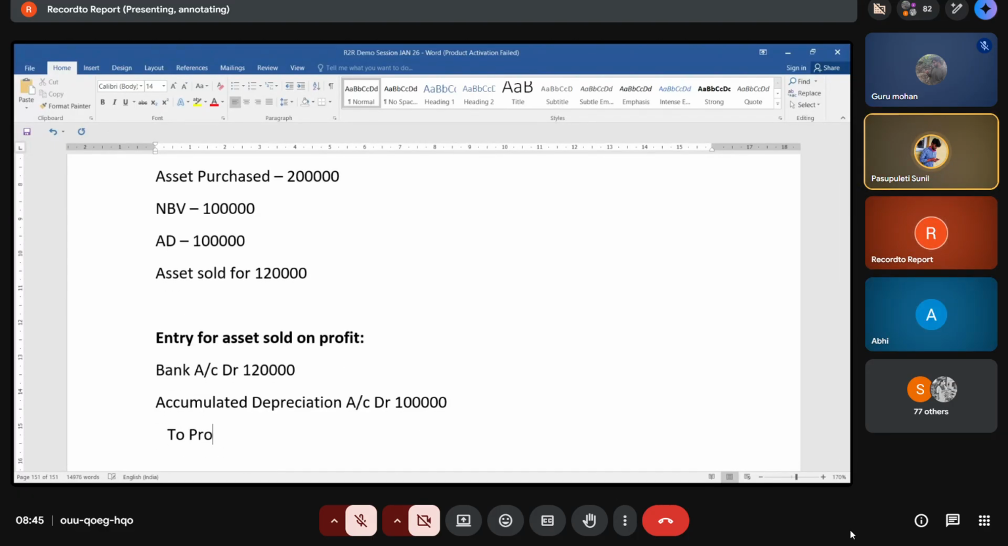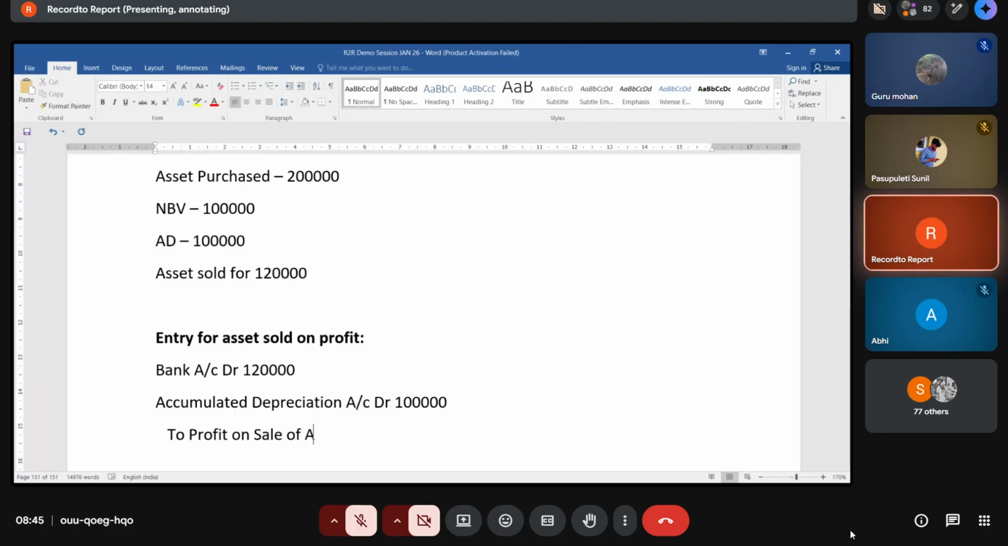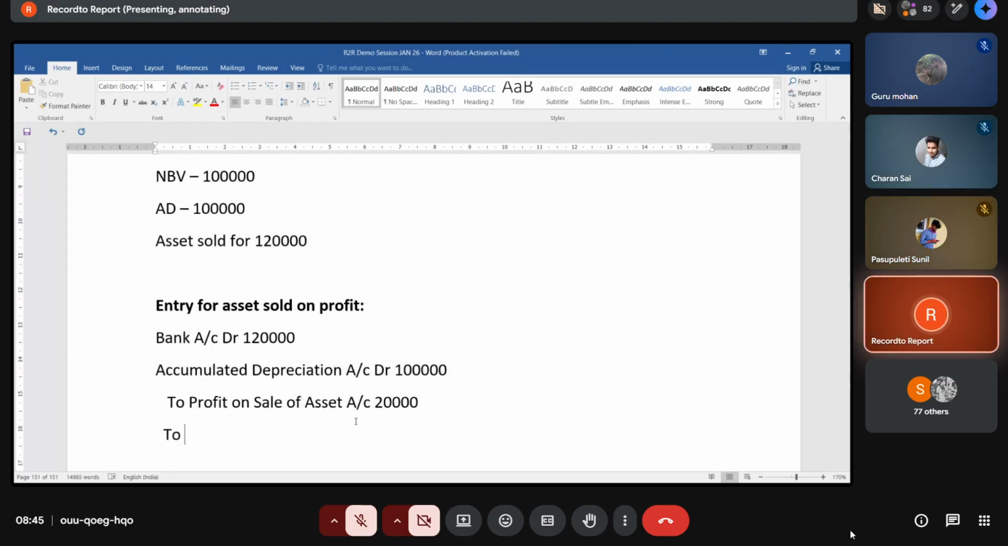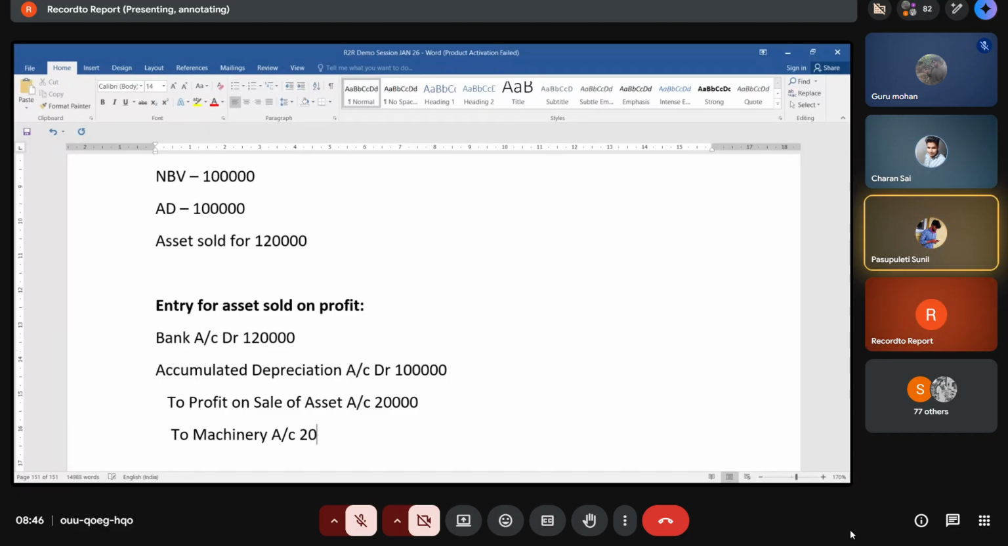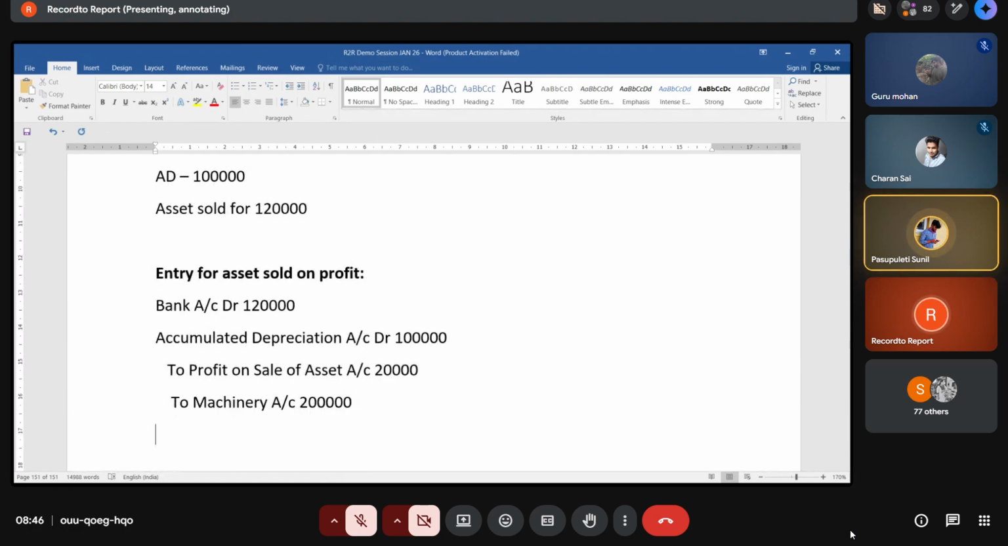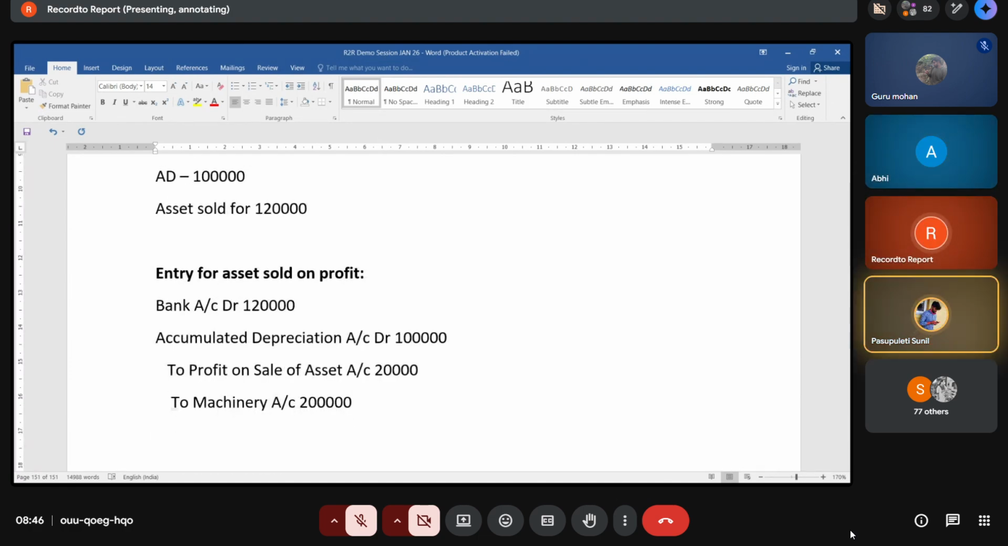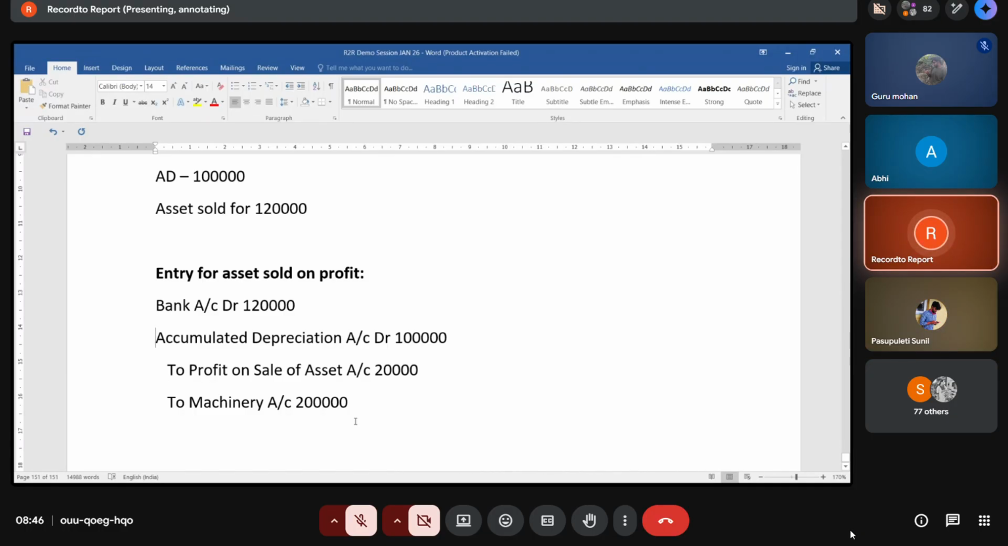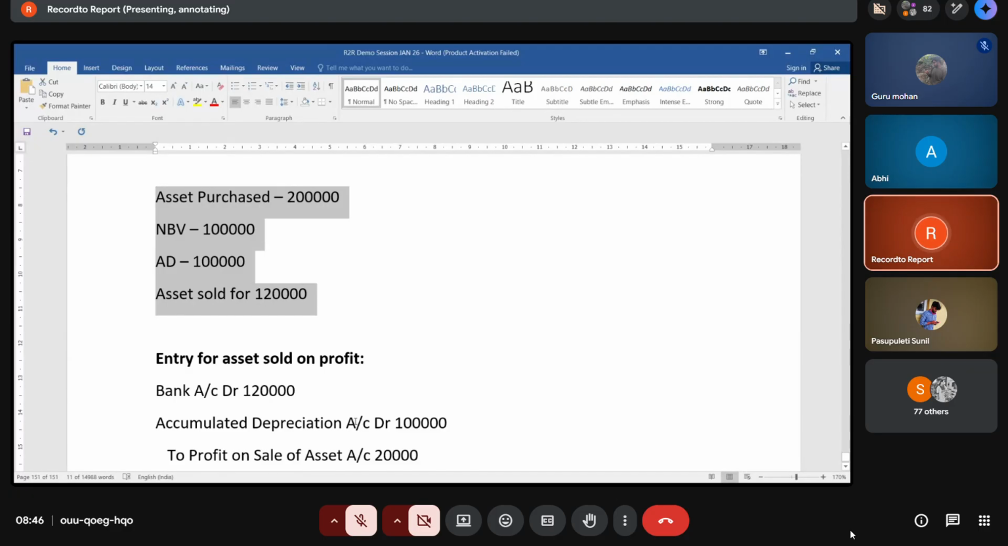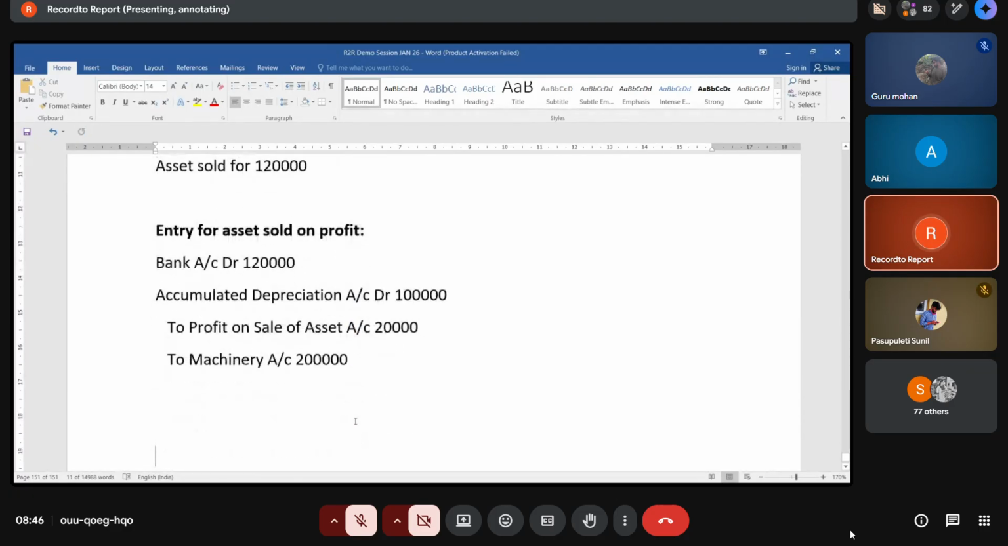What is the profit on sale of asset? 20,000 to the asset account, that is the machinery account. What is the amount, guys? 2 lakh. The total value is 2 lakhs, right? Correct. It has accumulated depreciation, so now the asset value is 1 lakh. Clear? Correct.